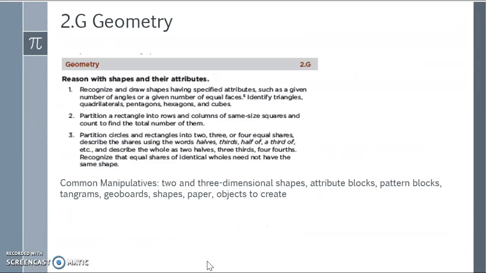Moving into geometry. This is a very small but impactful set of standards.